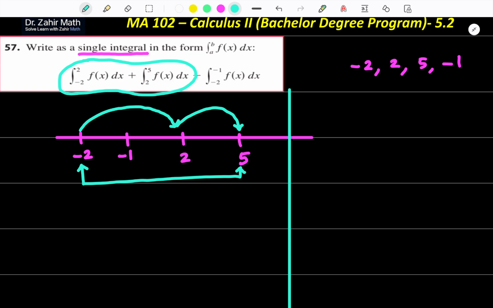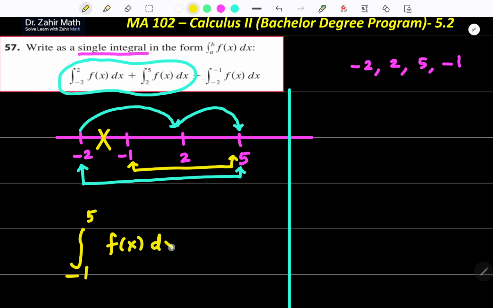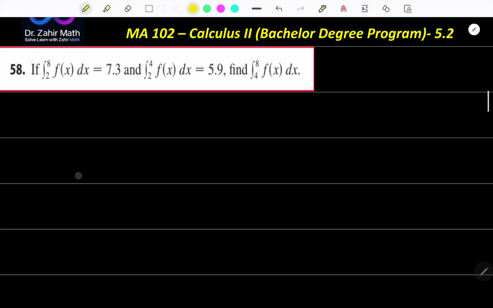So you want to make it plus. So this part you have to subtract. If you subtract, what will happen? This portion will be cancelled. Clear? So what is the remaining portion? The remaining portion will be this one. So is this easy for you? Yes. So minus 1 to 5 f of x dx is your answer. In this way also you can write. Right. Let's go to the next question.